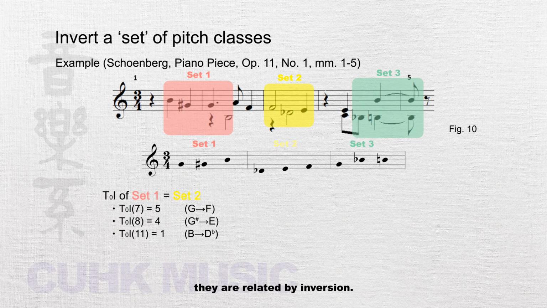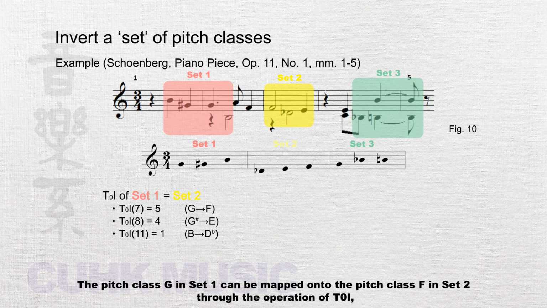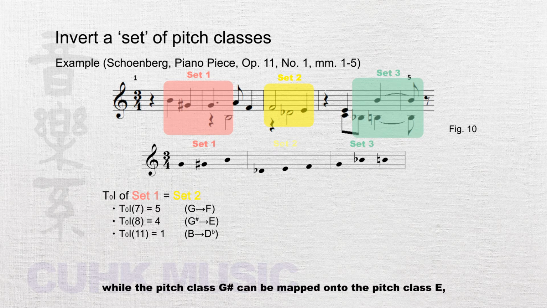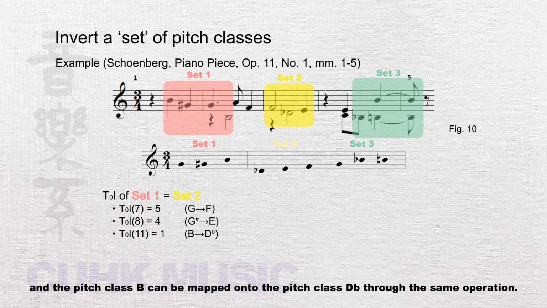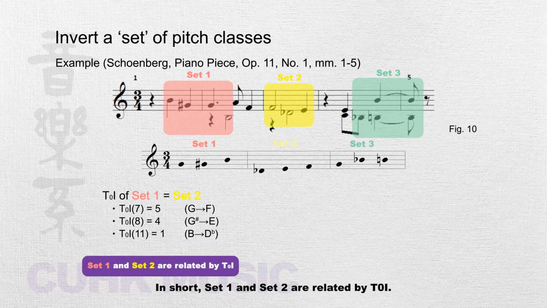inversion. The pitch class G in set 1 can be mapped onto the pitch class F in set 2 through the operation of T0I, while the pitch class G sharp can be mapped onto the pitch class E, and the pitch class B can be mapped onto the pitch class D flat through the same operation. In short, set 1 and set 2 are related by T0I.